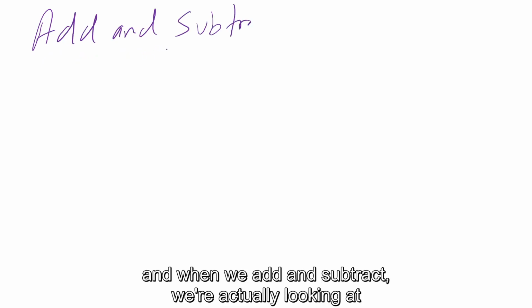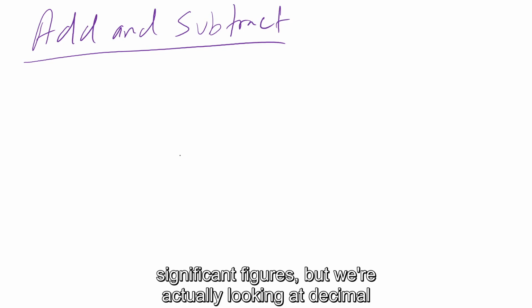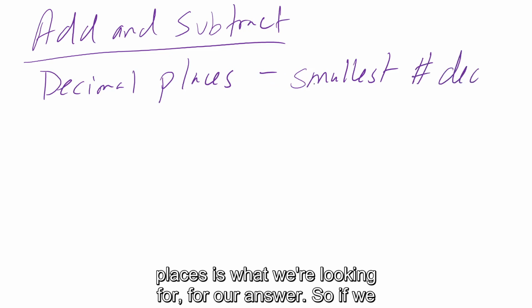Now, the other sort of operations that you do is you add and subtract. And when we add and subtract, we're actually looking at something a little bit different. We're not looking at significant figures, but we're actually looking at decimal places. And it is also the smallest number of decimal places that we're looking for in our answer.